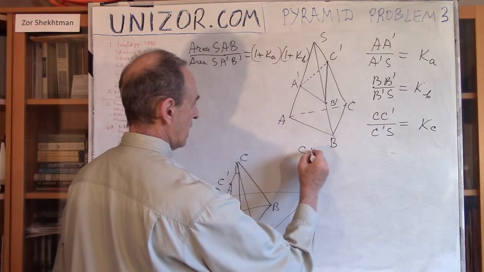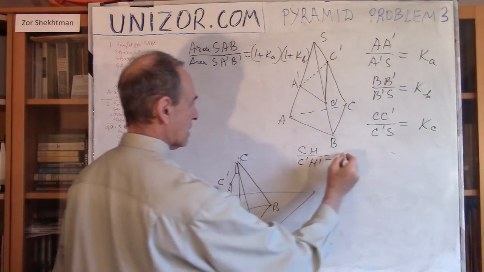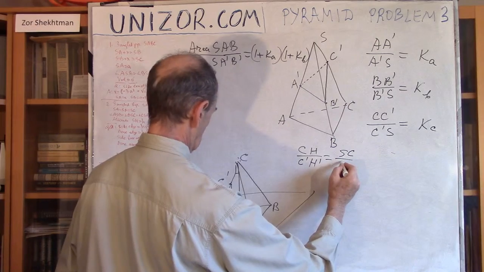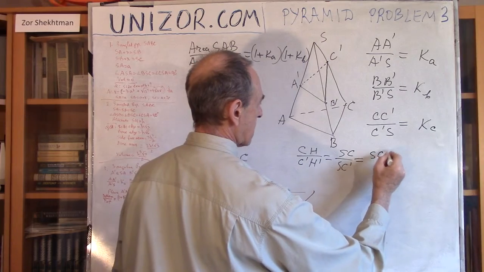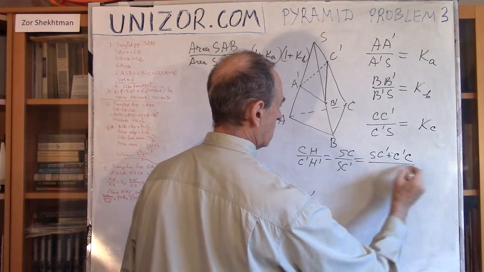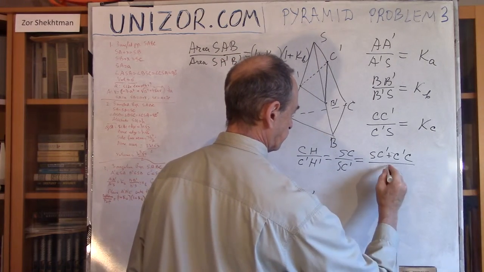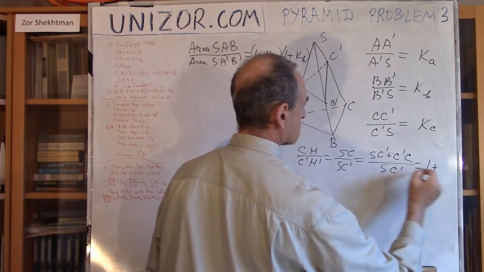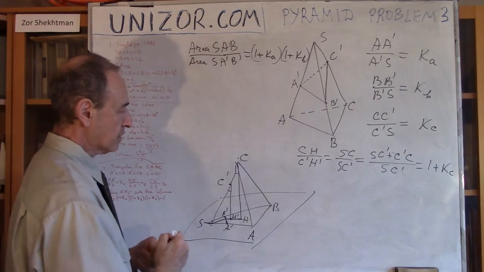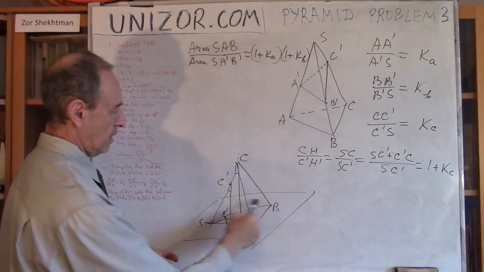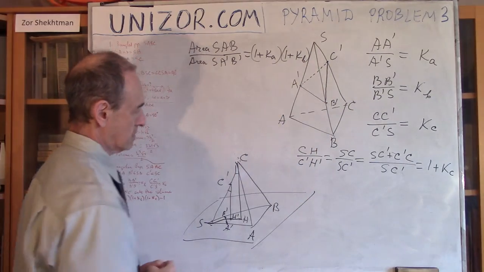So CH relates to C prime H prime exactly as SC relates to SC prime, which is SC prime plus C prime C divided by SC prime, which is 1 plus KC. You see, it's exactly the similar situation in 3D as we had in the two-dimensional plane when we were talking about altitude within this triangle.